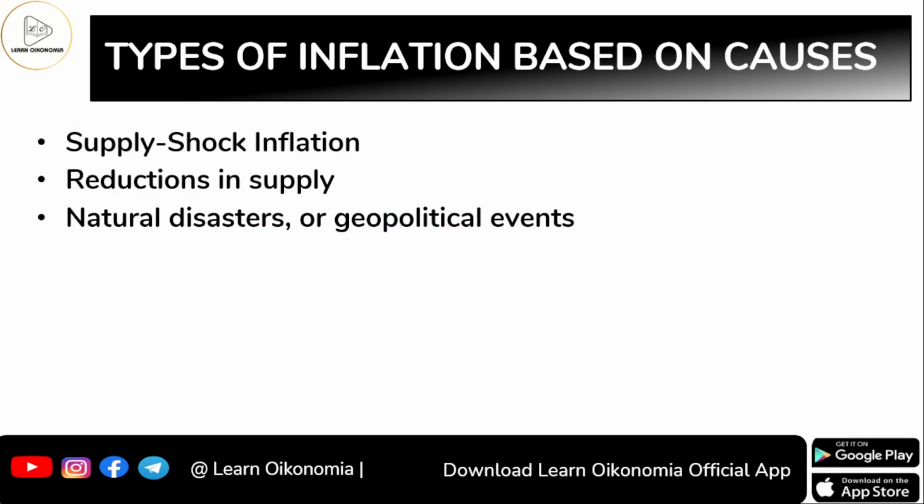Now we are moving on to the next type of inflation, and this is called supply shock inflation. So what is so special about supply shock inflation? This is also a type of inflation based on cost. Supply shock inflation means that there will be something called reduction in supply. So what happens is that the quantity supplied of a commodity will be coming down.